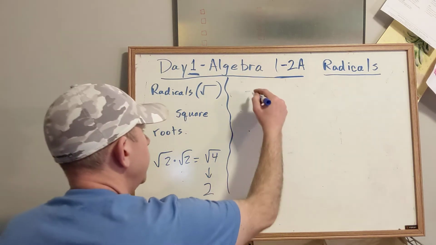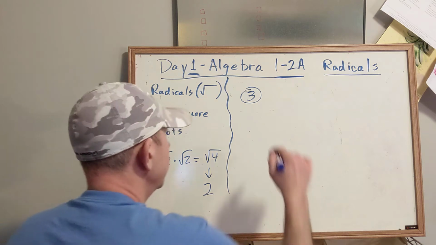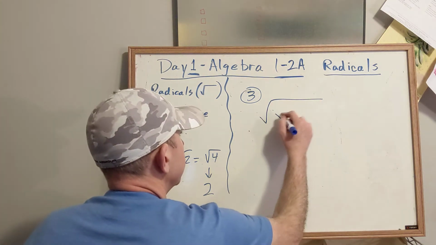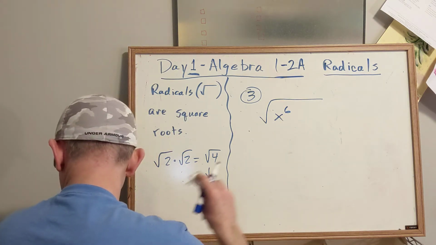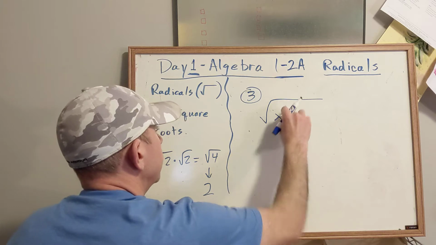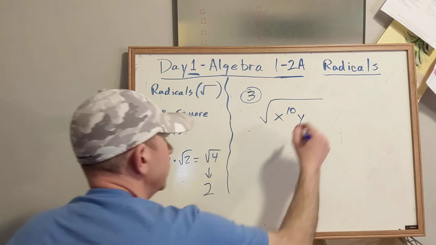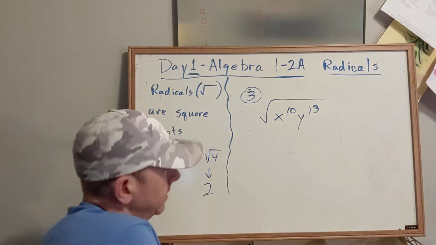All right, number 3, keep things moving here, is radical with variables. So this time we got x to the 6th under the radical, and we got x to the 10th, sorry. X to the 10th, y to the 13th. Okay, so we have talked about this a little bit before.